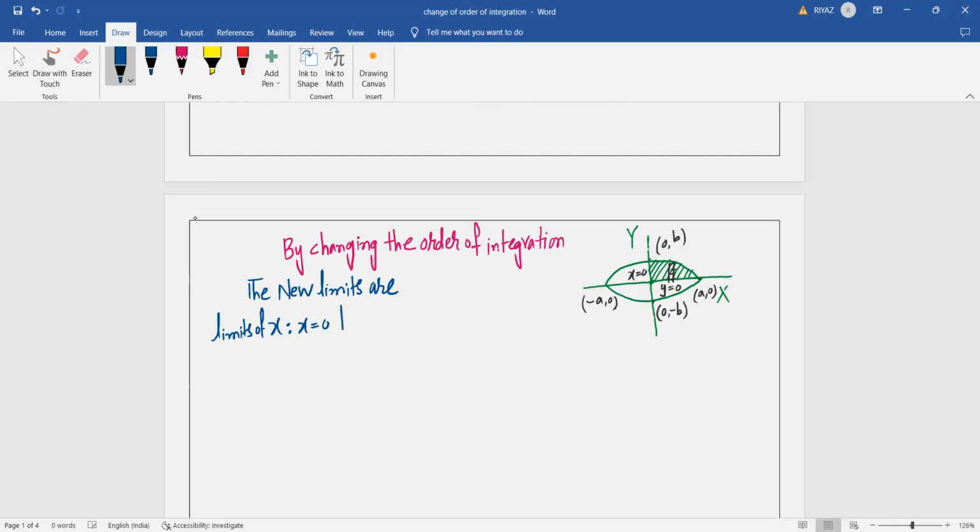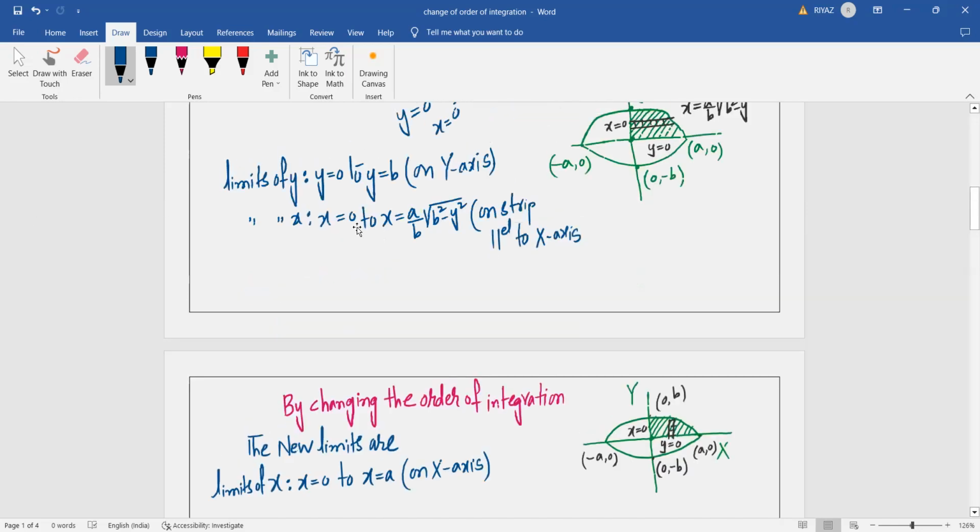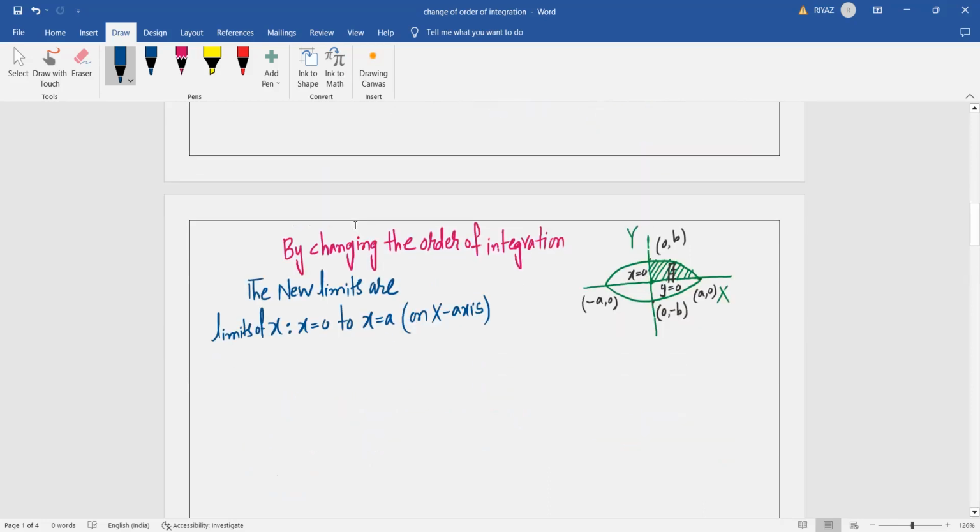Look at the figure and tell. X is equal to 0 to A on the x-axis. We are talking about x limits. Yes, sir. Before that, if you want to see, earlier it was in terms of B. We are converting in terms of x.